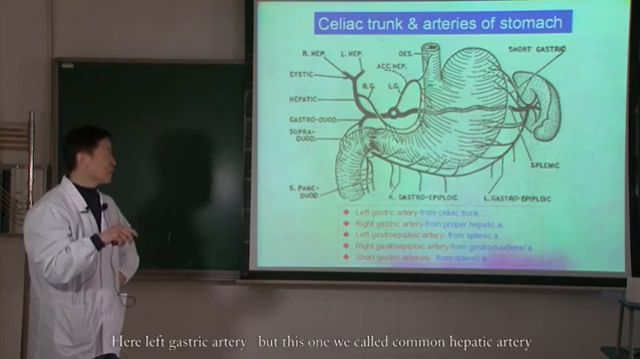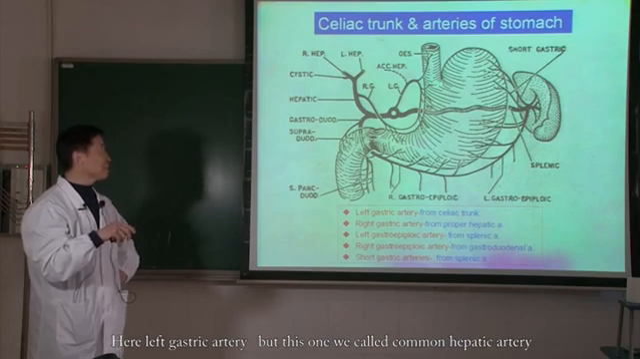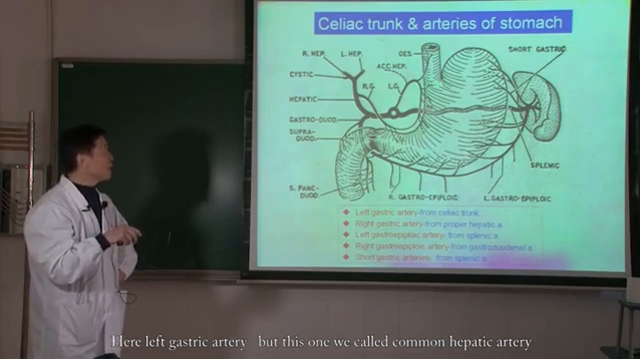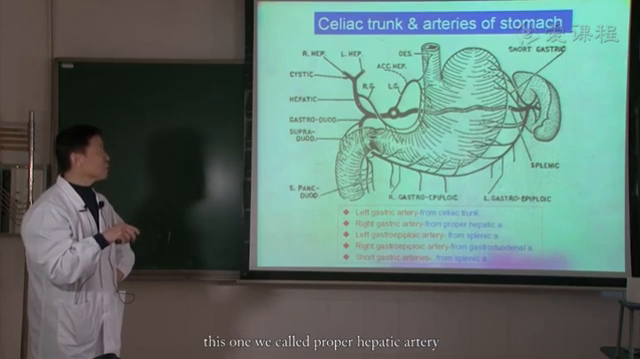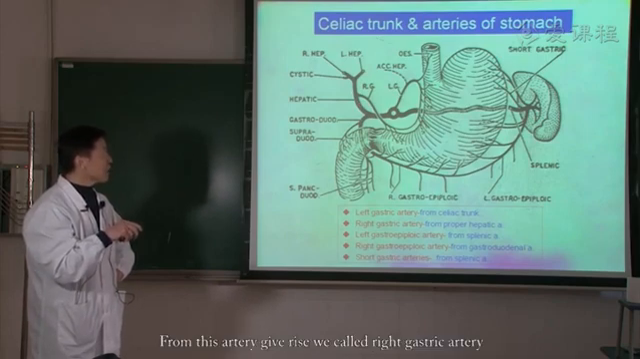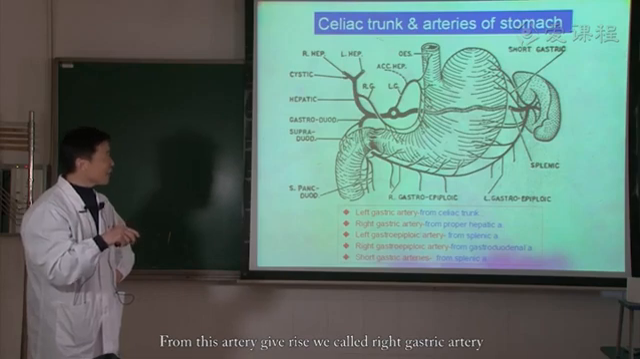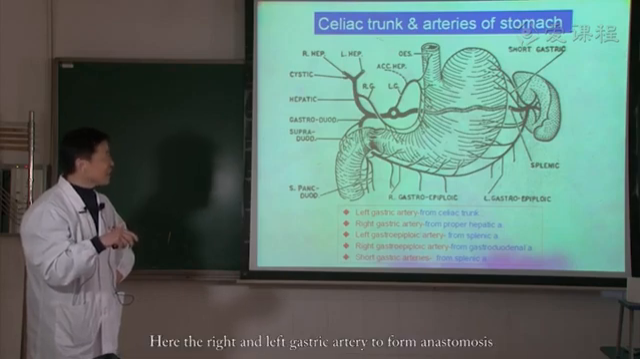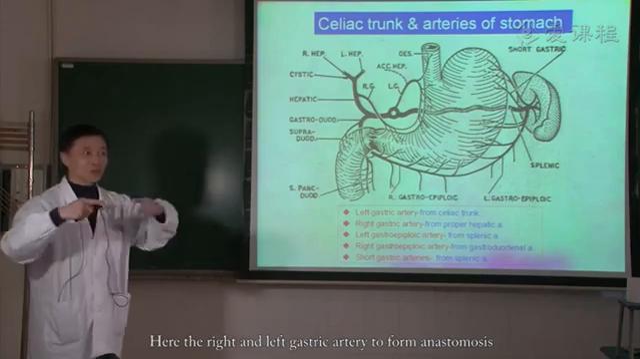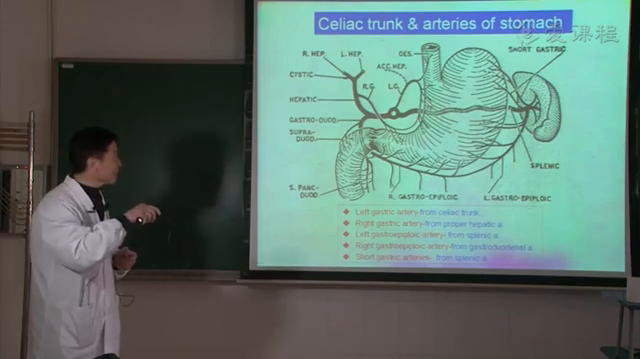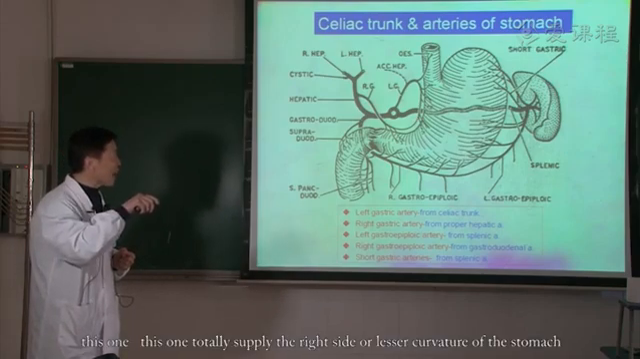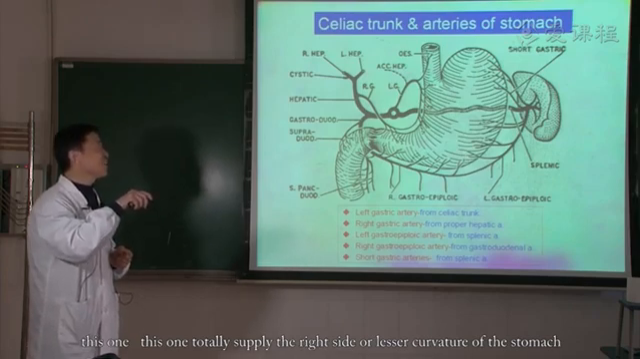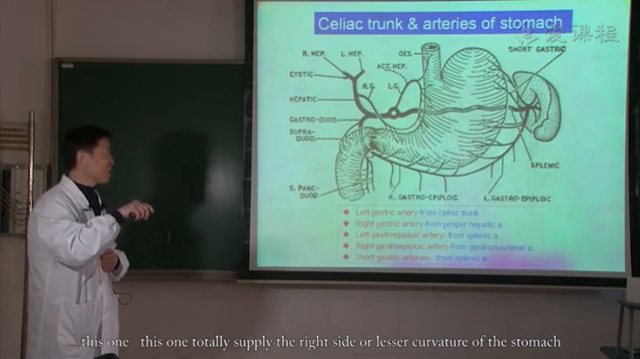Here, the left gastric artery. But this one we call the common hepatic artery. This one we call the proper hepatic artery. From this artery arises the right gastric artery. Here, the right and the left gastric arteries form an anastomosis. This totally supplies the left side, the right side, or lesser curvature of the stomach.